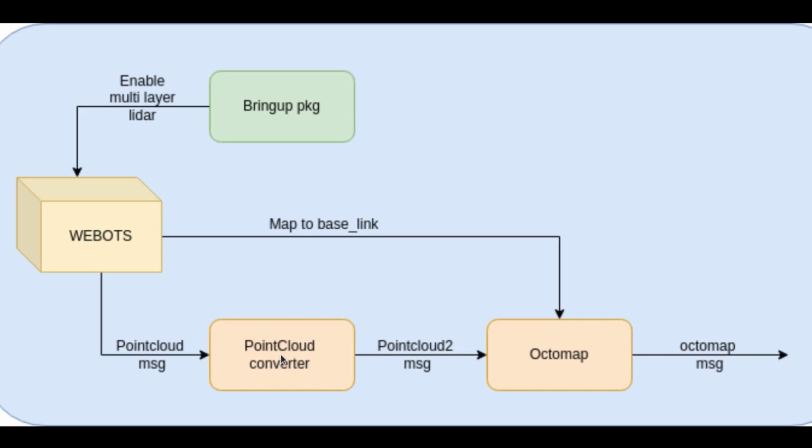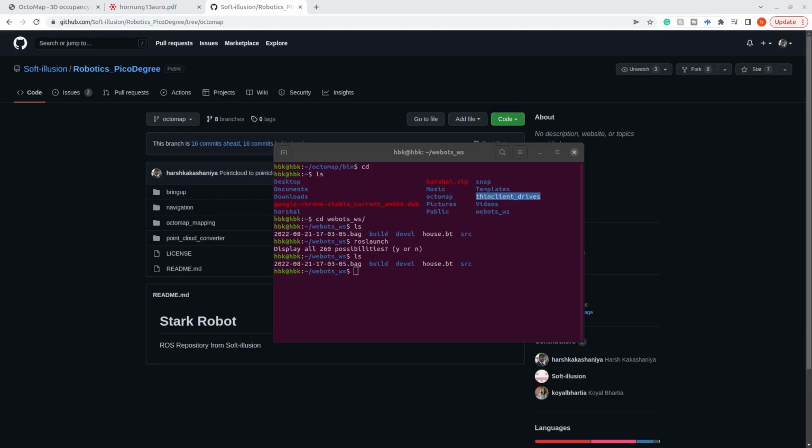When we give the PointCloud2 message to OctoMap, it also needs the map to base link transform, which is provided by GPS from Webots. When you have these two sources, OctoMap starts showing its magic. You will see in this video how the map is slowly built and OctoMap starts storing it, and finally you have a complete 3D reconstructed map in the OctoMap topic. Now let's see the implementation of the project.